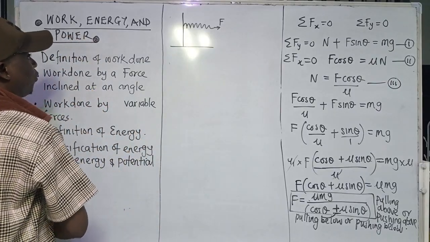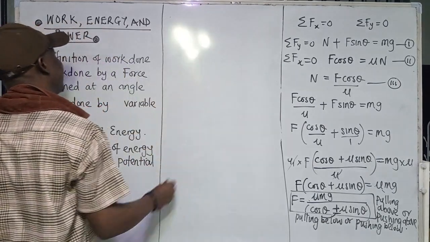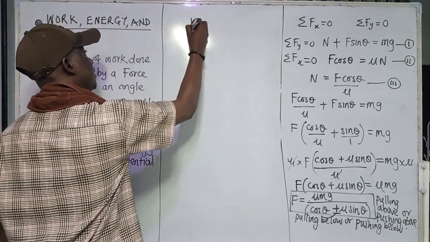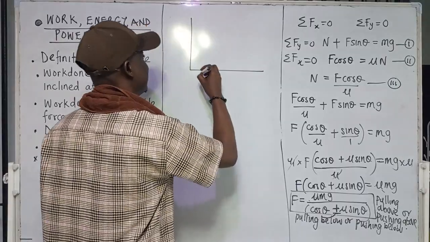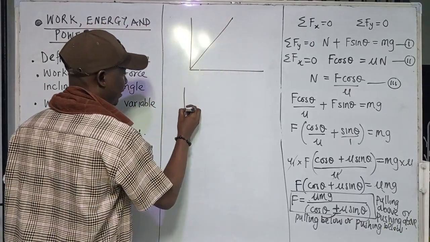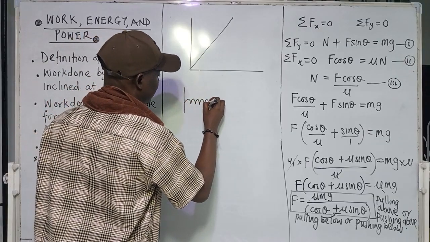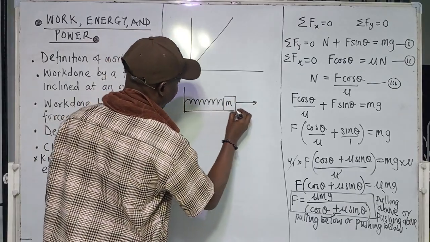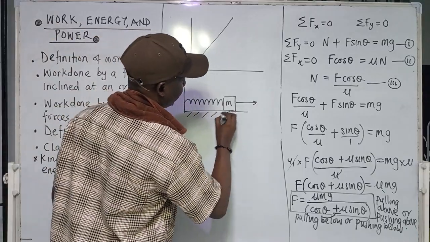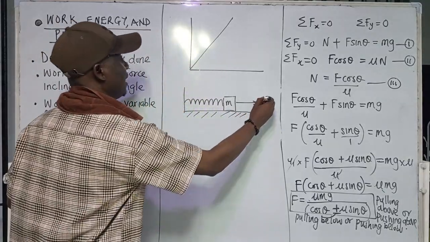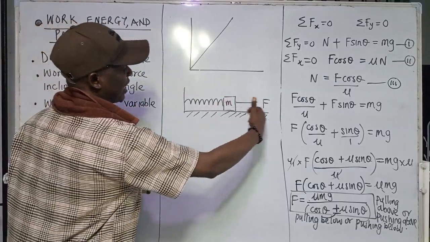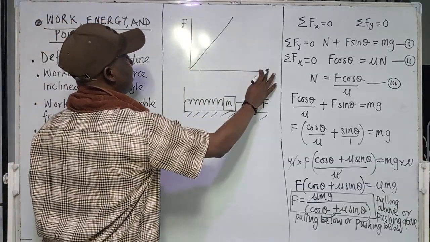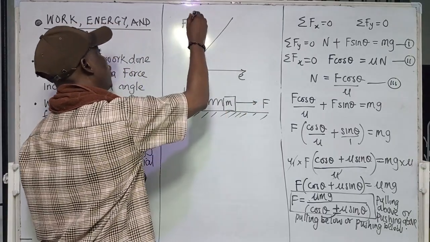Now if you plot a graph of F against extension, let me show you something like that, provided the elastic limit is not exceeded for an elastic material. For example, let's say we have a body here and a force F is applied to it, so you can slide the body mass. Now, if you plot the graph of force against extension, what do you have?